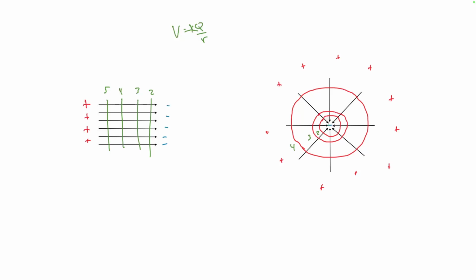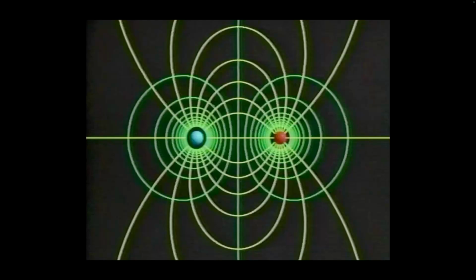What's something you notice about every electric field line and every equipotential line I've drawn in this diagram? Be gentle with my supposed circle. Yeah, okay, so the equipotentials are the same, but compare the black electric field lines with the green and red equipotential lines. They're always perpendicular to each other. Electric field lines and lines of equal potential are always perpendicular to each other.